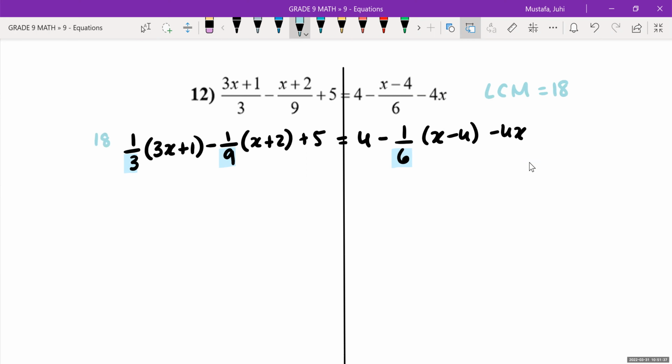We're going to multiply 18 here, over here, over here. Don't forget the 4 over here and over here. So every single term is going to be multiplied by 18. When I do that, 18 times 1/3 is going to give me a 6, 3x plus 1. 18 times 1/9 is going to give you -2 bracket x plus 2.